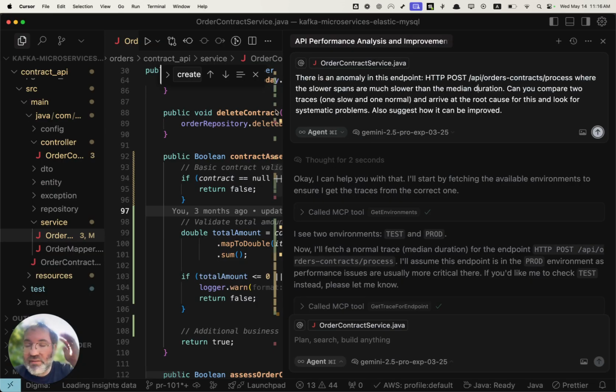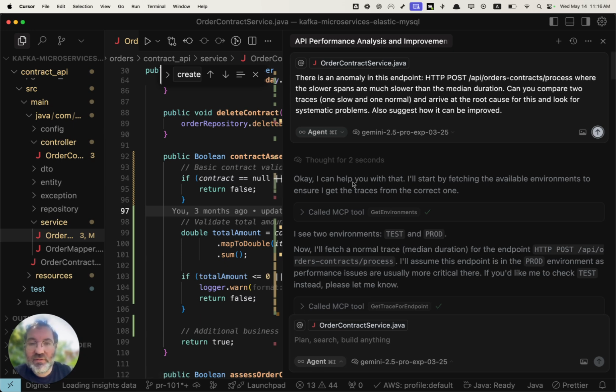So using Digma's MCP server, which will allow the agent to work with the data that Digma has, I phrased the following prompt. There is an anomaly in this endpoint, and I gave it the name of the endpoint, where the slower spans are much slower than the median duration. Can you compare two traces, arrive at the root cause, and look for systematic problems? Also suggest how it can be improved.